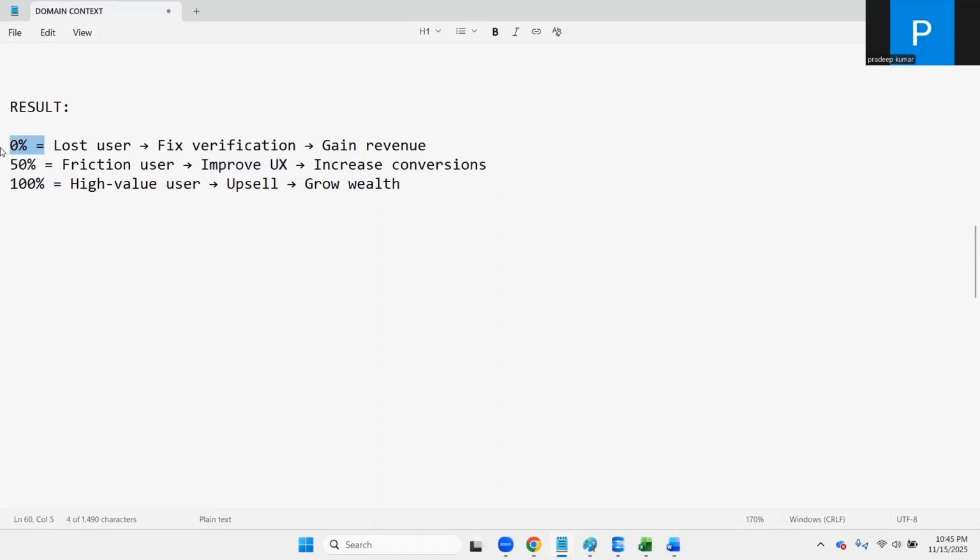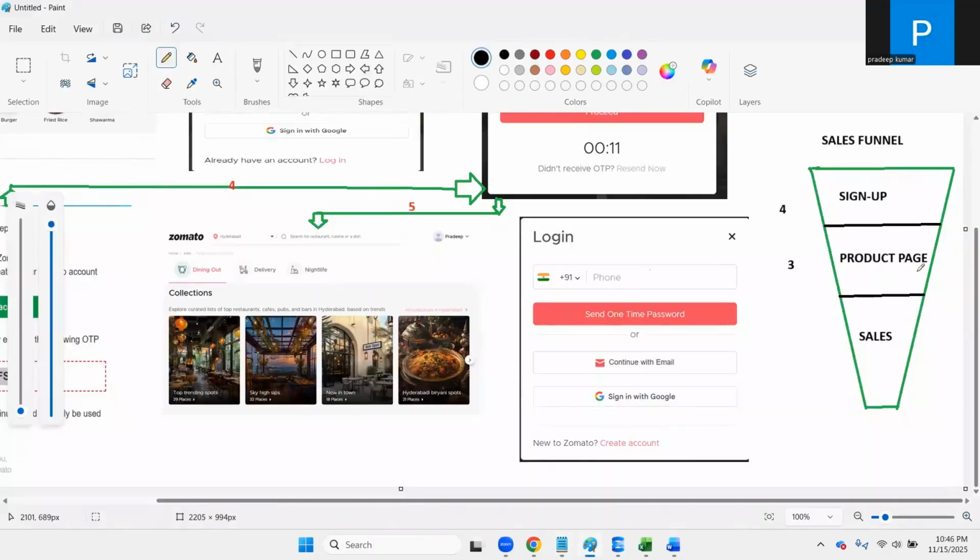If they get 0%, it might be spam, so he's not a legitimate user, or he might struggle with some kind of issue. So Zomato will identify these customers and follow up with a telephone call or something else. So if they solve those issues, more people enter into the product page. If more people enter the product page, automatically they will get more revenue on top of it. Okay, let's see how we will solve the problem step by step in the next phase.